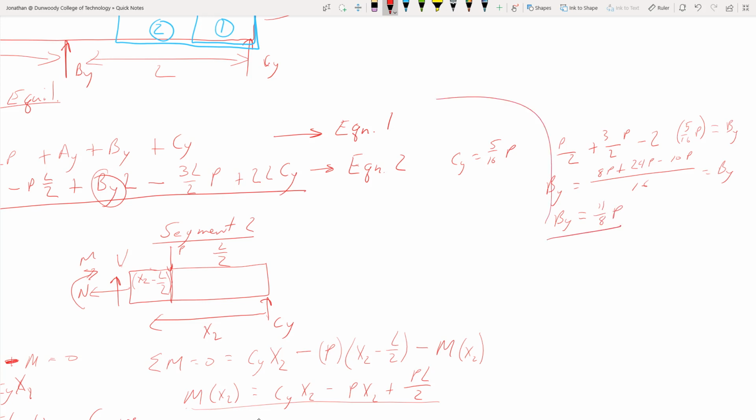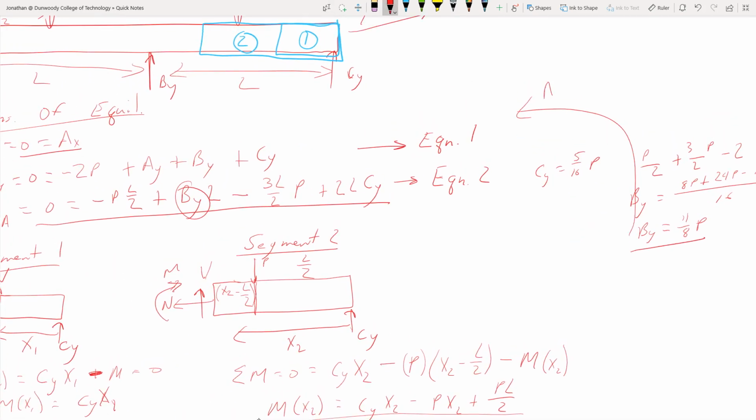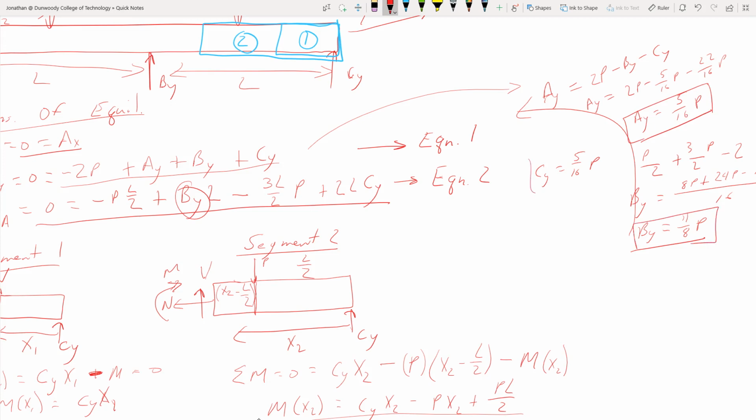Now filling these guys up into here. So we get AY, just rewriting this equation, is 2P minus BY minus CY, 2P minus 5/16 P minus 22/16 P. So AY equals 5/16 P. So there we go. There's all our values.